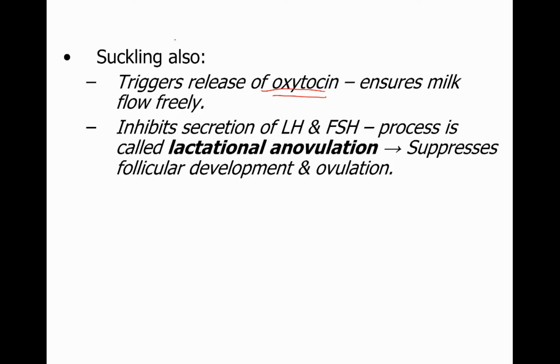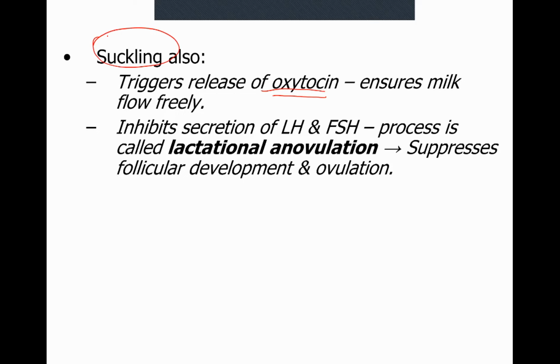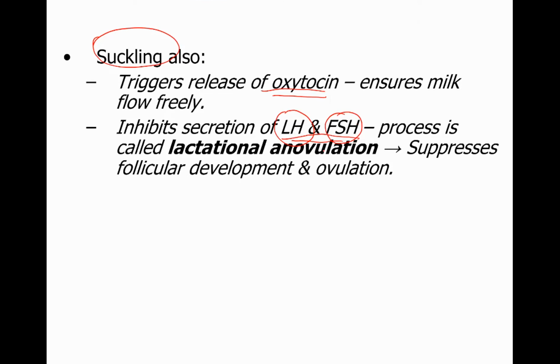Okay, so the suckling of the baby, despite triggering the release of oxytocin, also inhibits secretion of LH and FSH, whereby, remember, LH is luteinizing hormone, which induces the process of ovulation. FSH, follicle stimulating hormone, induces the development of follicle. So when the baby feeds from the mother, it can actually inhibit the level of LH and FSH. So the process is called lactational amenorrhea and anovulation.